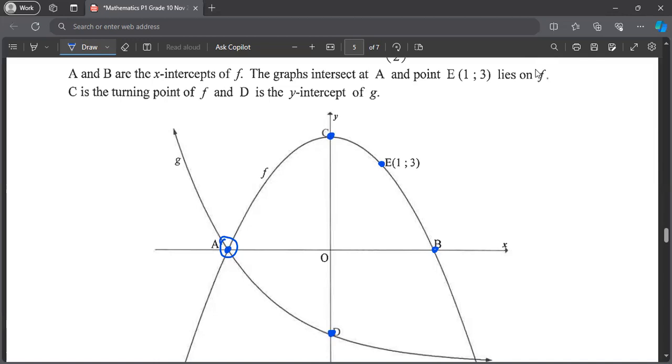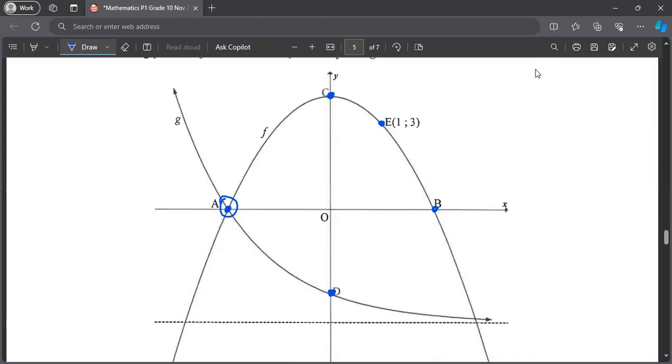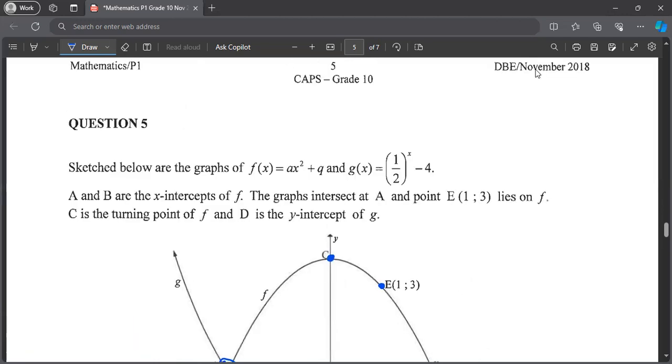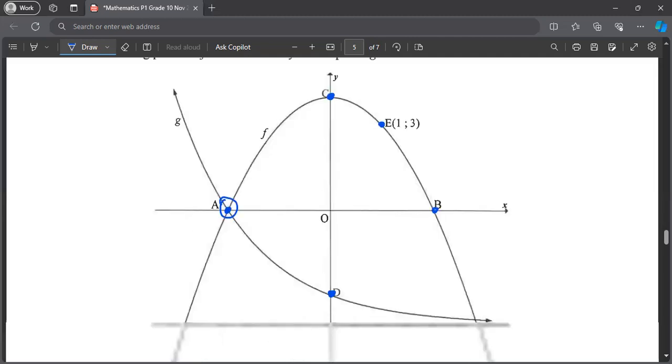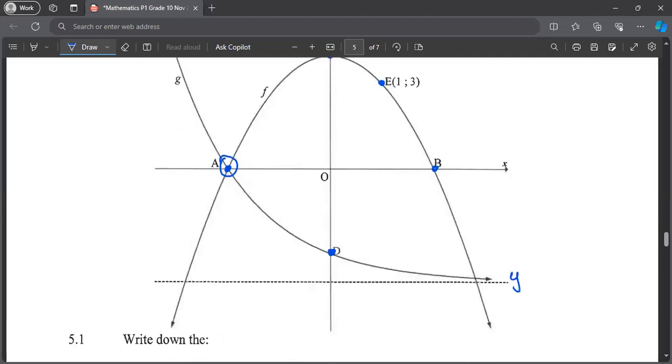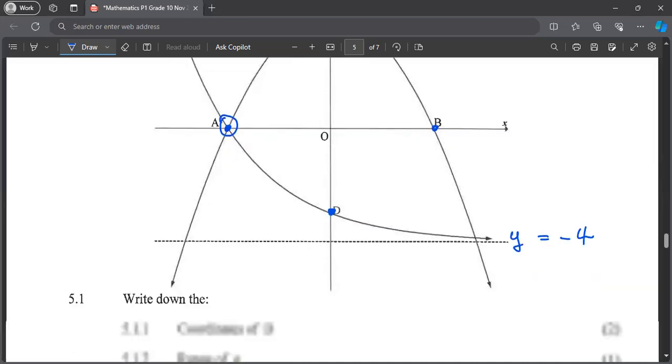This is what we have. So let's give the sketch a good look. Do you see that? Awesome. Now, the first thing we realize, if we look at the exponential function, is that the -4 there is the horizontal asymptote. So we go and label it as y equals -4.